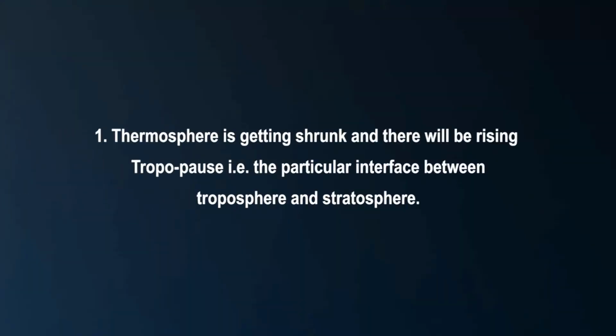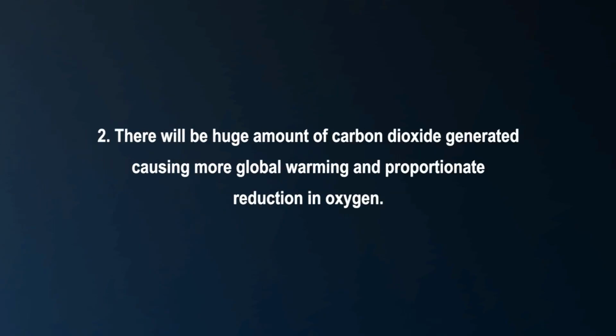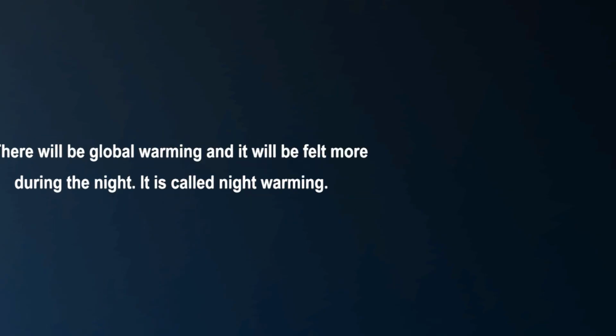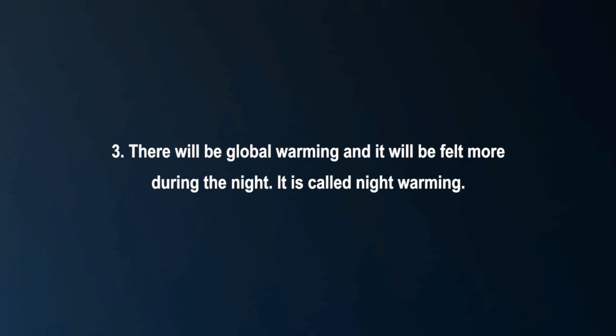So there are specific indicators which include the human fingerprint on climate change. What are these indicators? Number one is the thermosphere getting shrunk, and there will be a rising tropopause, that is, that particular interface between troposphere and stratosphere, and there will be a huge amount of carbon dioxide generated, causing more global warming and proportionate reduction in oxygen. At the same time, there will be global warming, and this global warming will be felt more during night, so night warming we call it.